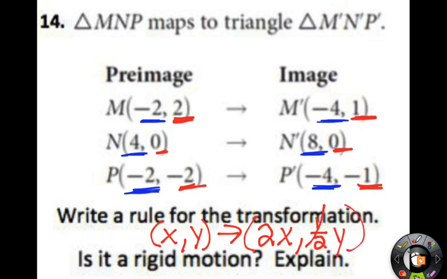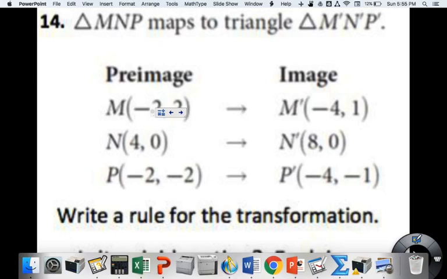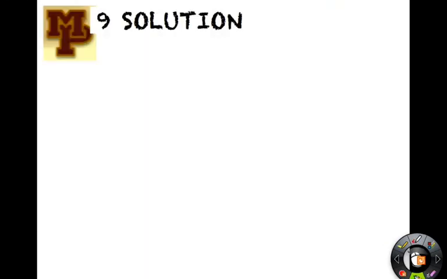Is this a rigid motion? Didn't mean to do that. Is this a rigid motion? Yes, it is, because the size and the shape, oh, just kidding. No, because we were multiplying by 2, and then we're multiplying by a half, and so the size is going to be different. So we're going to say no. The size and shape would be different. You can multiply by things as long as you multiply by 1 or -1, so it doesn't change the size.